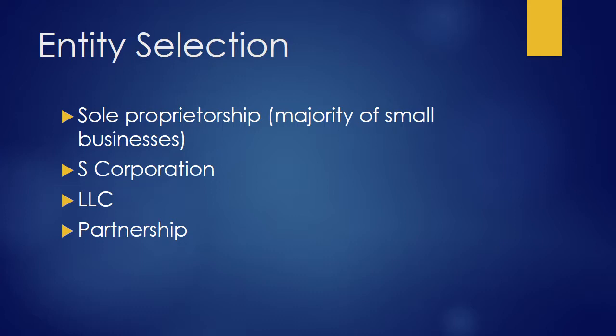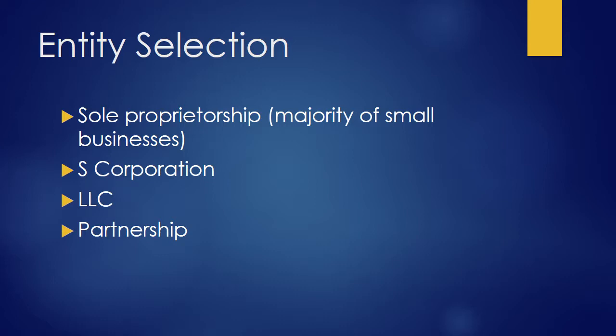This means that you're going to report your income on your individual tax return. So when you file your tax return at the end of the year, you're just going to attach a little schedule. It's called a Schedule C, and that's going to be attached to your individual tax return, and it's going to report all your income there. And that's going to be how you report your income for tax purposes.